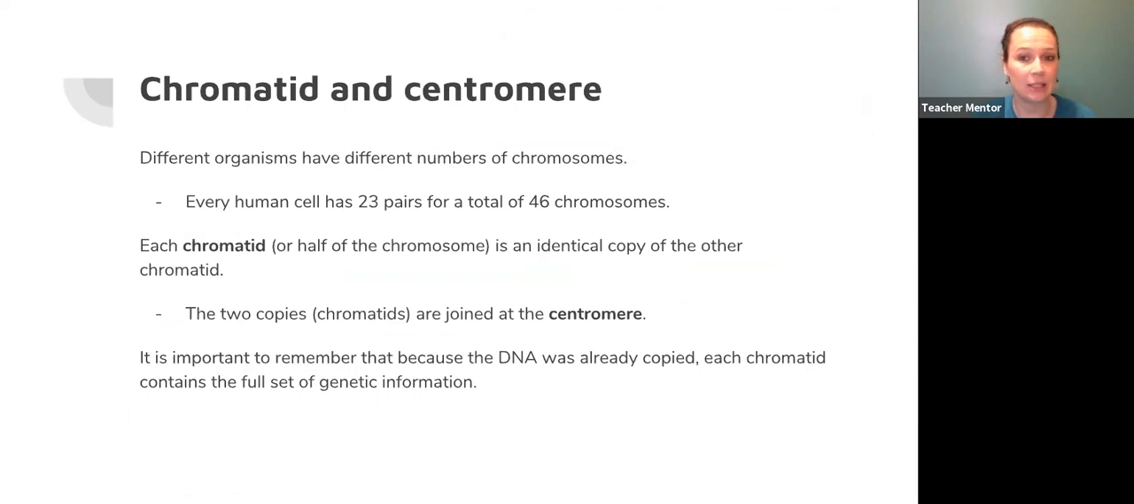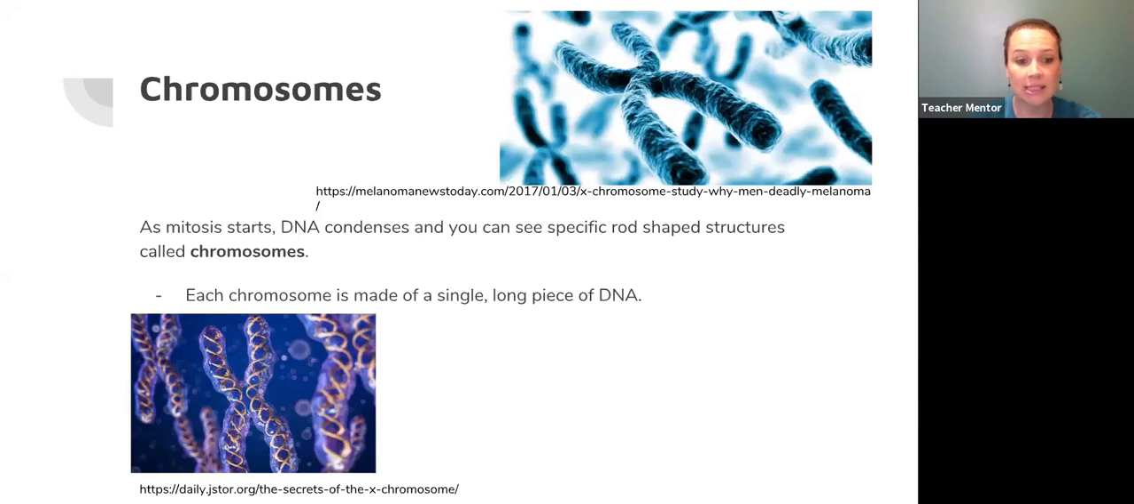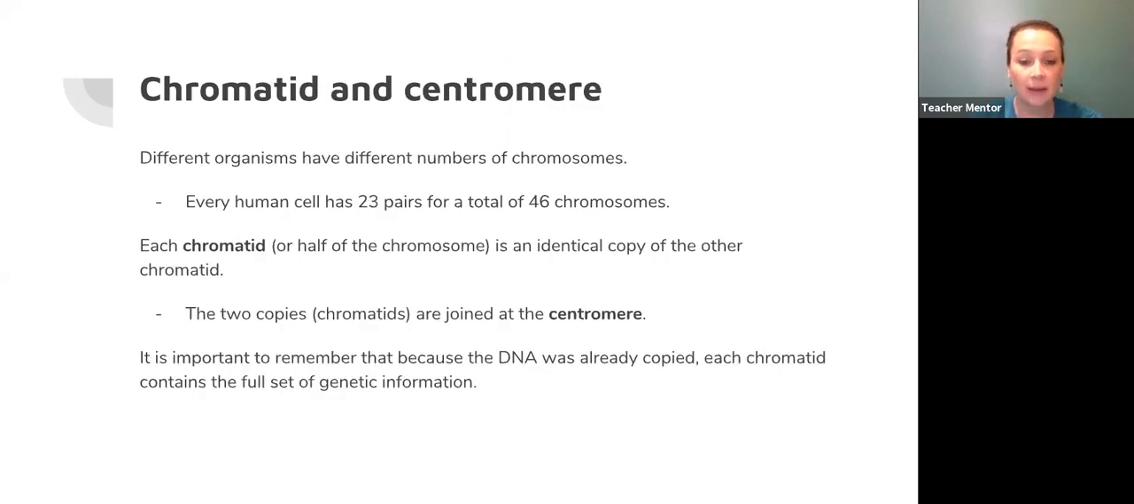Okay, chromatids and centromeres. Different organisms have different numbers of chromosomes. Every human cell, again, except the sex cells, has a total of 46 chromosomes. Each chromatid, or just half of the chromosome, is an identical copy of the other chromatid. So a chromatid is just one side of the X, okay? And they are joined together at the centromere. This is very important because we'll be using these terms when we start talking about the different stages of mitosis. Because the DNA was already copied, each chromatid contains a full set of genetic information. So one side of that X contains a full set of genetic information.